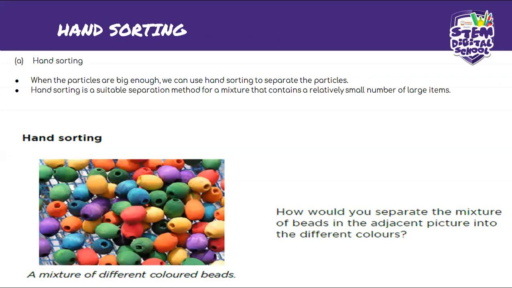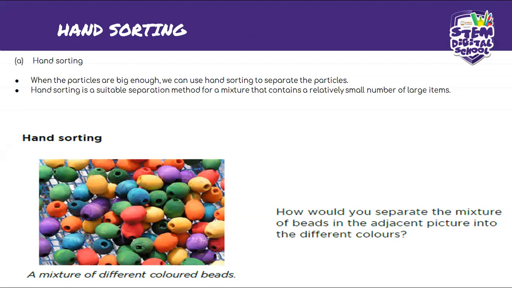All right, now let's go on to hand sorting. When the particles are big enough, we can use hand sorting to separate the particles. Hand sorting is a suitable separation method for a mixture that contains a relatively small number of large items.